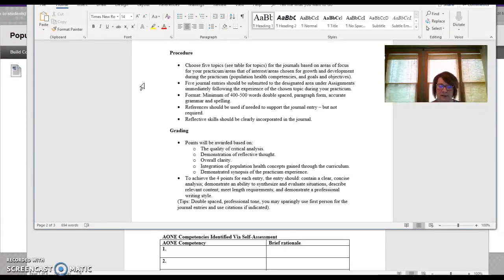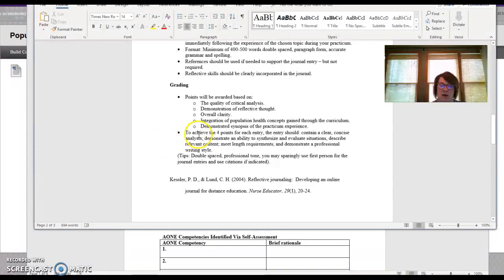Each one of the journals is worth 4 points. Overall, 20% of your entire grade is based on the journals. That shows how important these journal entries are.